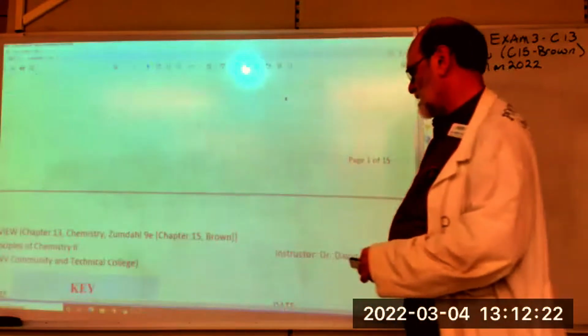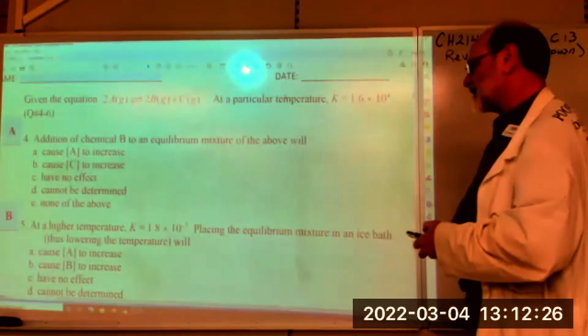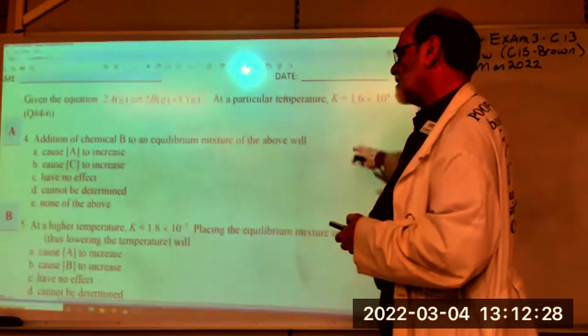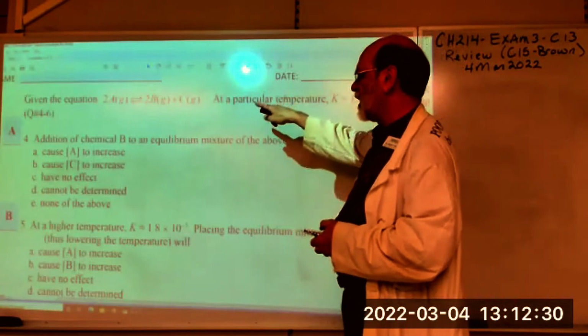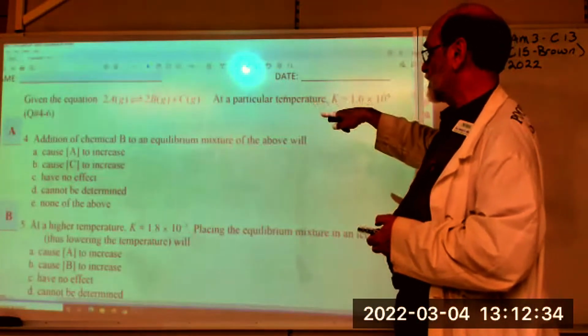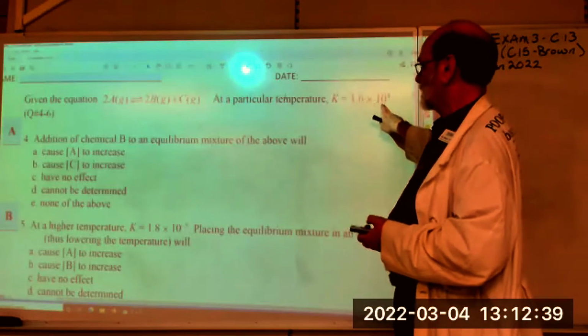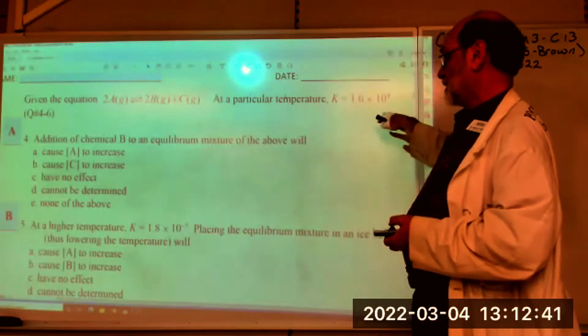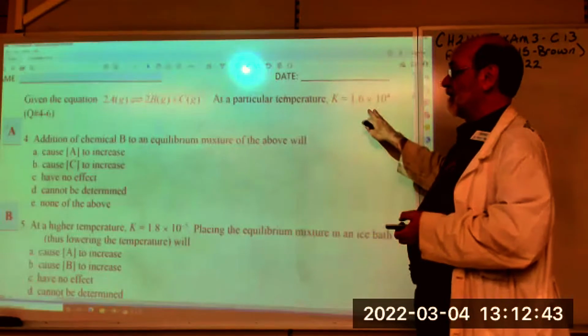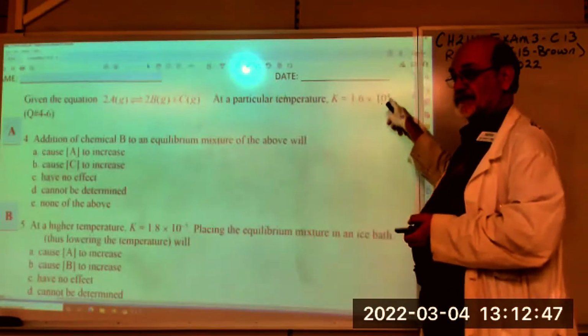All right, let's see. 4. Let's see. 4 is based upon this equation. 2 A's yield 2 B's plus 1 C. And at a particular temperature, we have 1.6 times 10 to the 4th. So it heavily favors products by a lot.